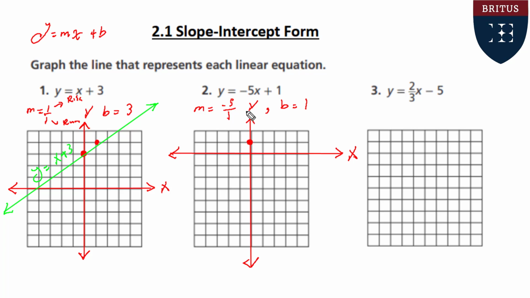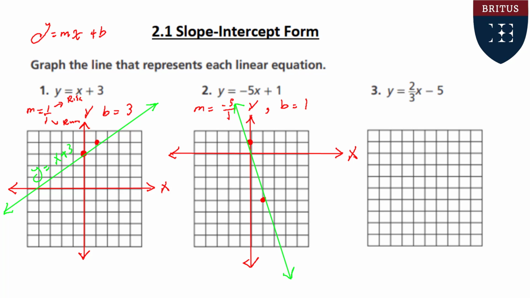Rise 5 units down. So 1, 2, 3, 4, 5. We stopped at this point and move to the right 1 unit. Now we have 2 points. We can draw the line between them. Now we have the line representing the equation y is equal to negative 5x plus 1.